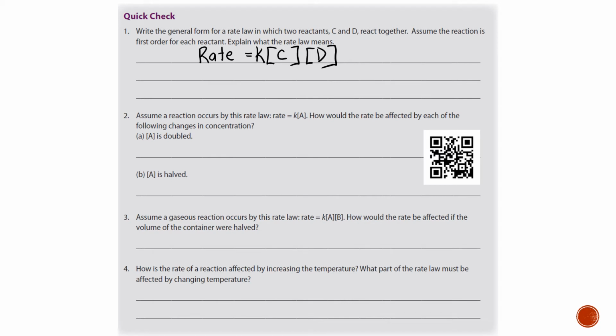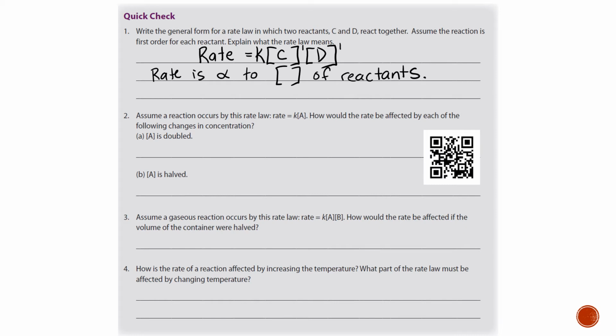And then because we're assuming that this is a first order for each reactant, we can assume that each of these is to the first power. So I could put the 1 in here, or you can just leave it blank. It's totally up to you. So in this particular rate law, what the rate law means is that the reaction rate is proportional to the concentration of reactants. So I'm just going to use that alpha to represent proportional to the concentration of reactants.